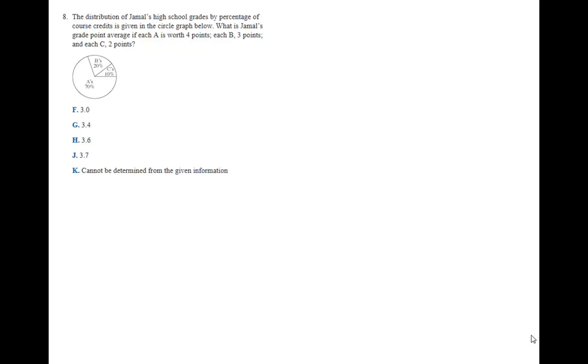70% A's, 20% B's, 10% C's. I make a little table. A's, points. So I have 70% at 4, 20% at 3, 10% at 2. I can determine then the GPA. I subtract these. 1.080808. What's 1.8 minus 1.080808? Oh, these are so simple.